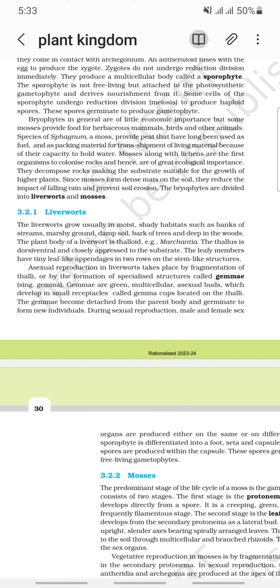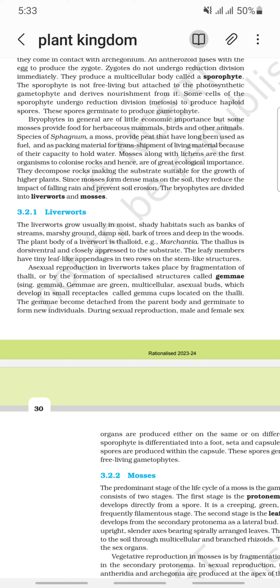Mosses, along with lichens, are the first organisms to colonize rocks and hence are of great ecological importance. They decompose rocks, making the substrate suitable for the growth of higher plants. Since mosses form dense mats on the soil, they reduce the impact of falling rain and prevent soil erosion.